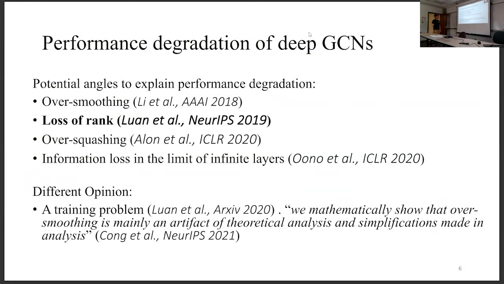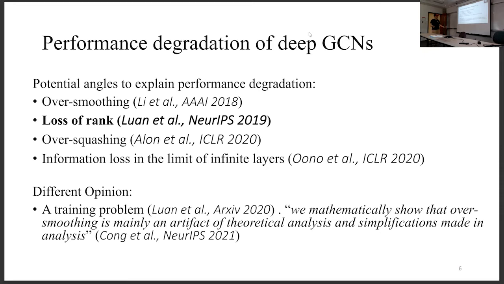The first one, the performance degradation of deep GCNs. There are actually different angles to explain the performance degradation. For example, over-smoothing, loss of rank, over-squashing, or information loss in the limit of infinite layers. And in this talk, I will emphasize the second one, which is the loss of rank, which is my research direction.